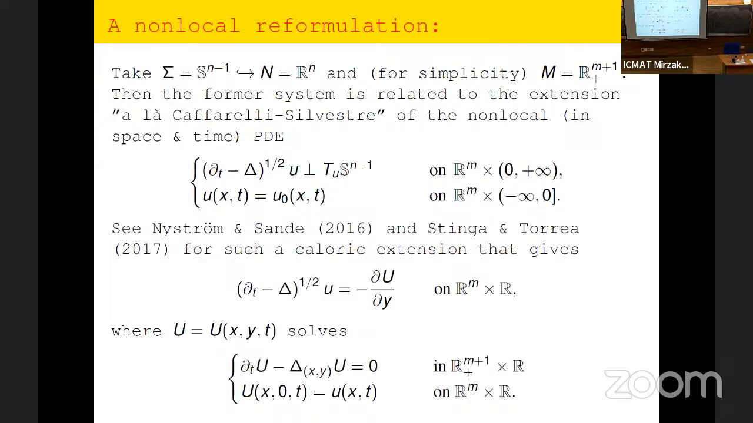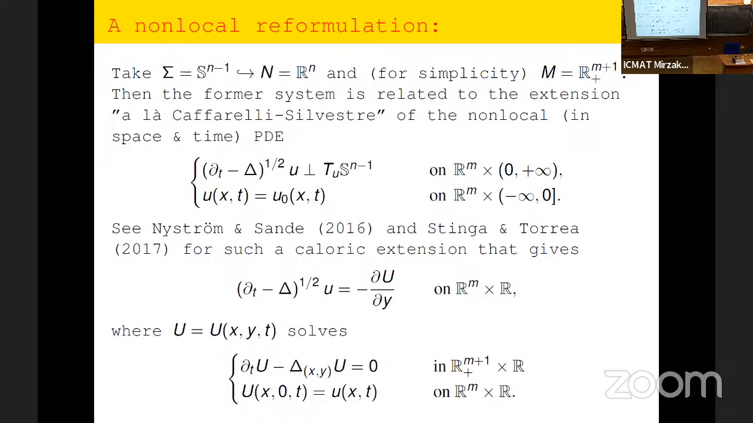What do I mean with that? So this is something that has been studied. This kind of non-local operator has been studied by Nyström and Sande and Stinga and Torrea simultaneously. Say this operator, this square root of the heat operator, is essentially related to the Neumann derivative of capital U, where capital U is the solution of the heat equation in the extended space, which on the bottom space has a trace which is given by u.